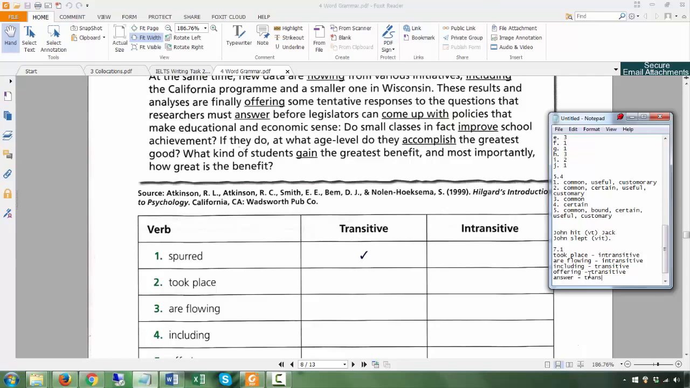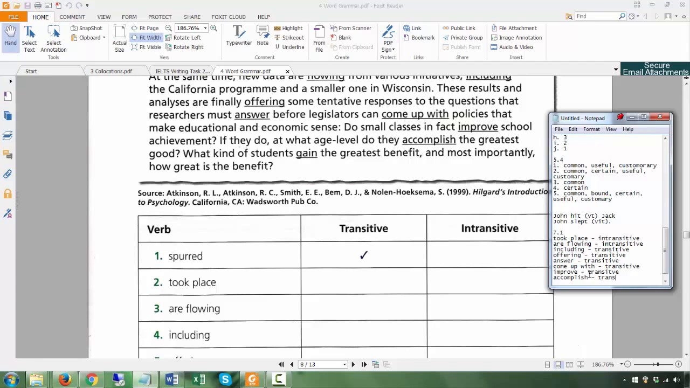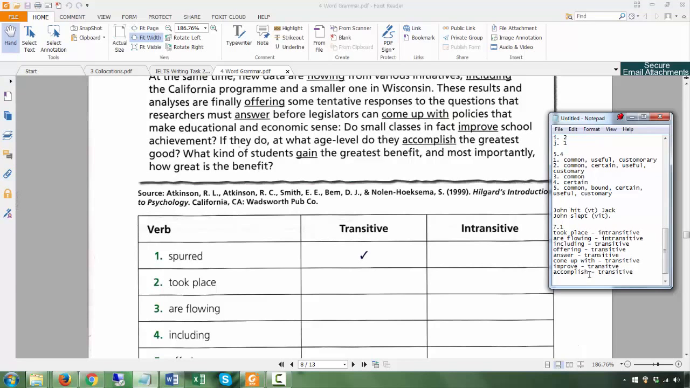So it is transitive. Come up with policies. So it's transitive. Improve school achievement, so it's transitive. That's the object, achievement. Accomplish the greatest good, here used as an object. It's transitive. Accomplish good. And gain the greatest benefit, so the object is benefit, so it's transitive. Okay.